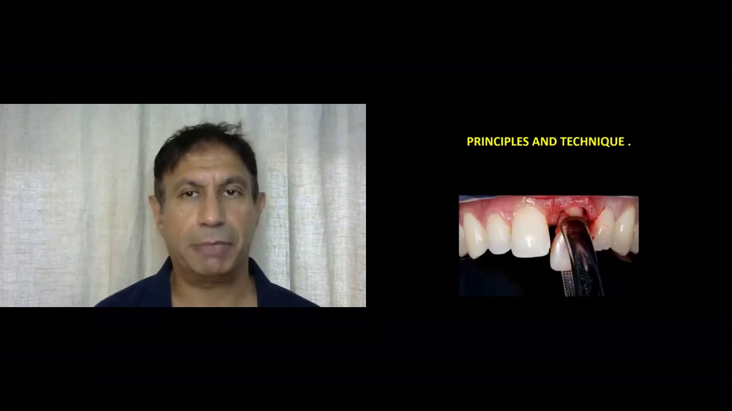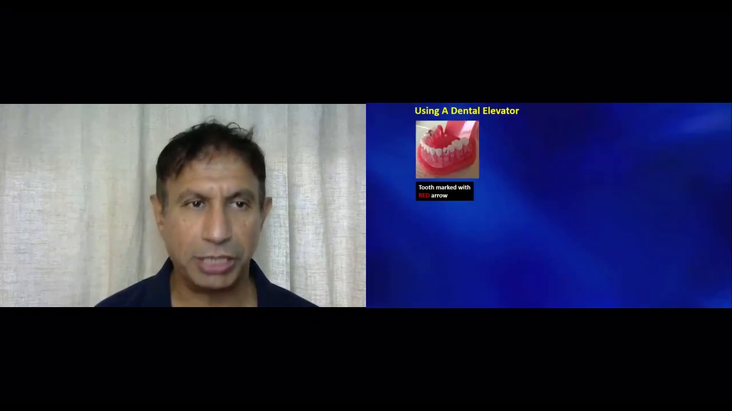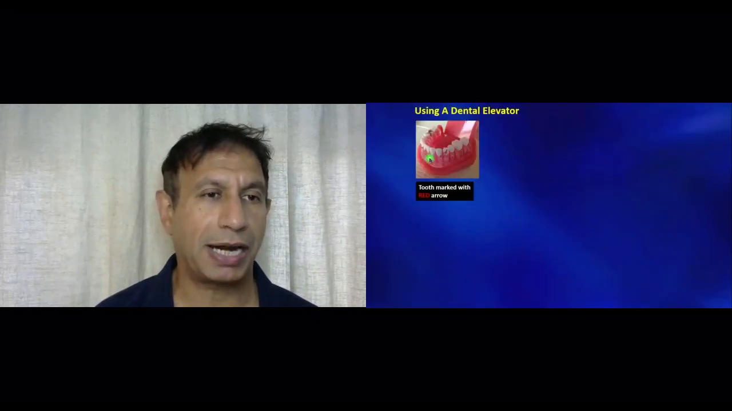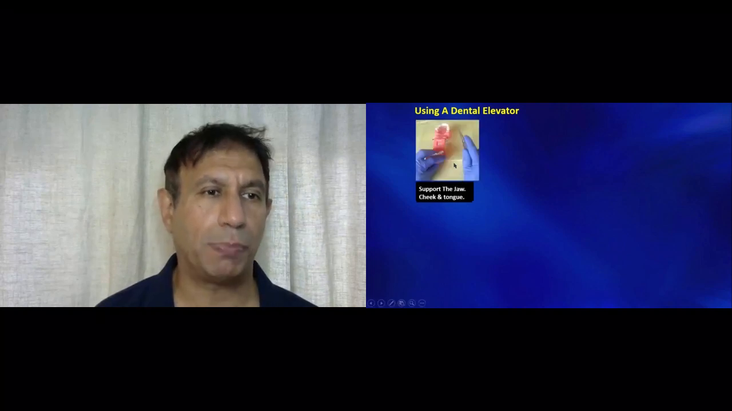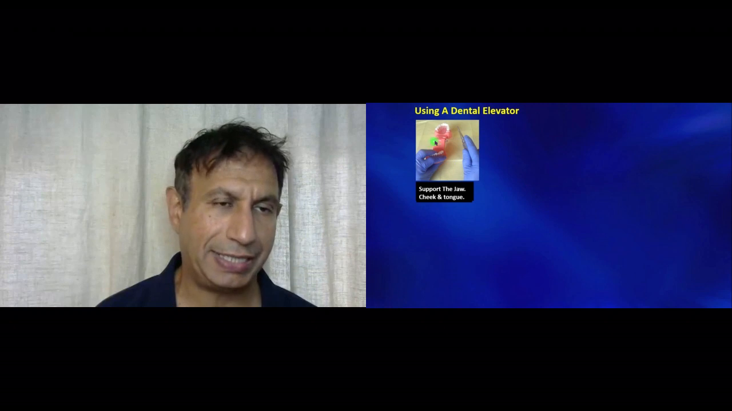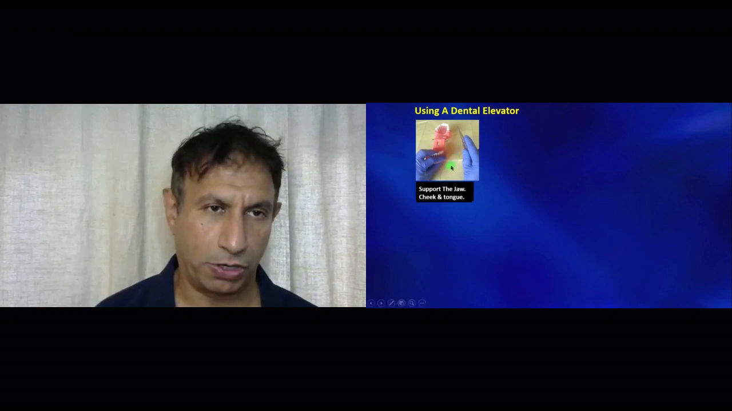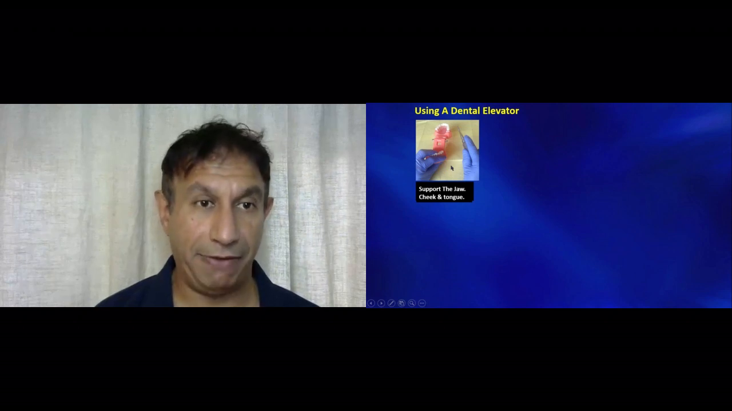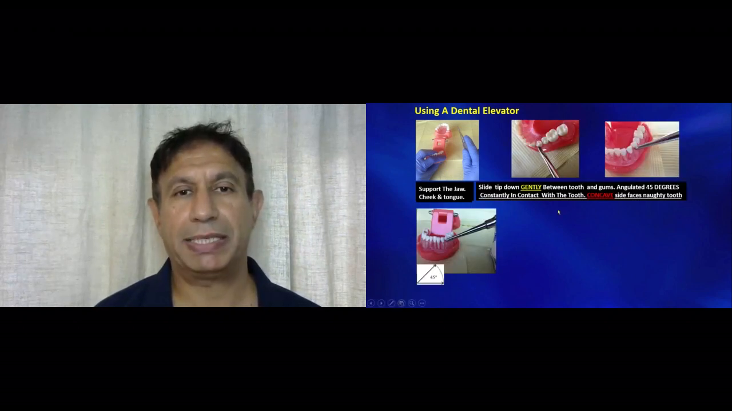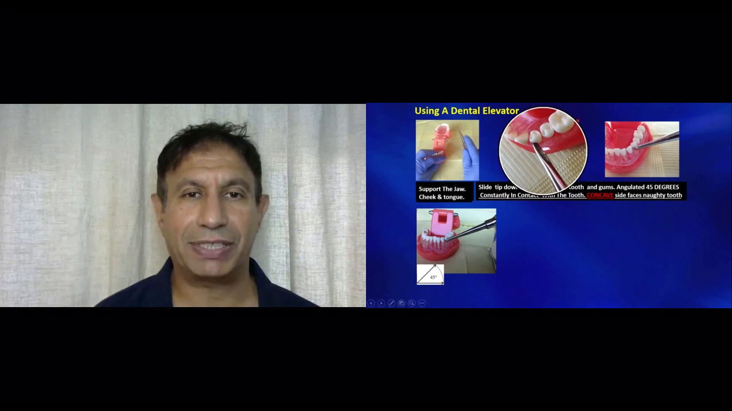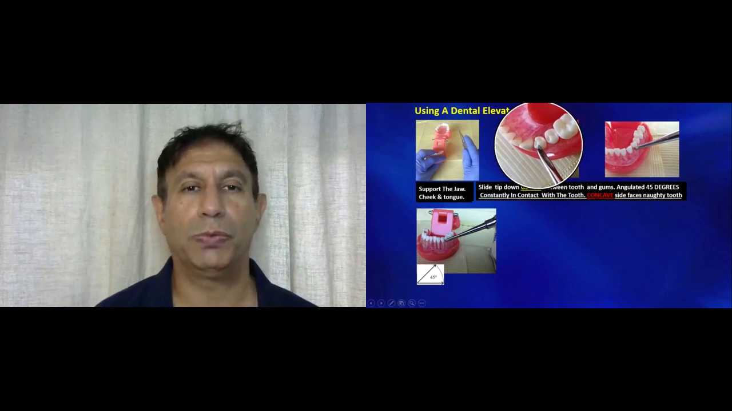So let us look at principles and techniques of tooth extraction. So we are going to be extracting the tooth marked with a red arrow here. First thing is to support the jaw. So one finger is going on the inside, one finger is going on the outside, and the thumb is going along the lower border of the mandible. We take our elevator. Our elevator is placed in such a way so that the concave side hugs the tooth which you want to take out.